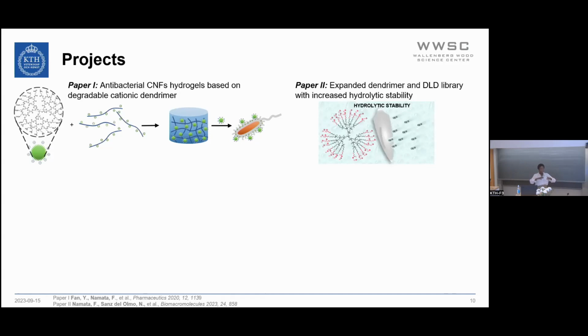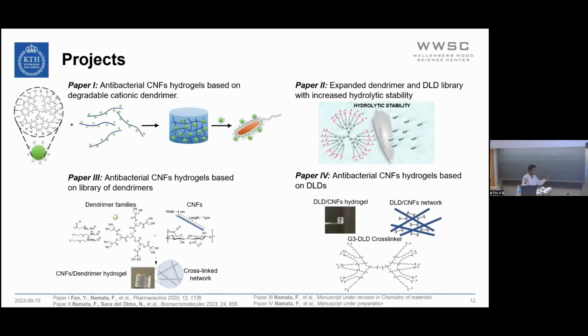So with this in mind, we then expanded the dendrimer library by including dendrimers that have a higher hydrolytic stability, as well as DLDs. We expanded this library because we think, okay, these are really interesting molecules. Let's make sure we have more of them with different characteristics. And in project 3 and project 4, we then form hydrogels separately. In the third project, we formed the hydrogels with the dendrimers and compared and contrasted their biological activity. And in the fourth project, we only used the DLDs that we prepared and formed hydrogel networks with that. And again, we evaluated their biological activity.